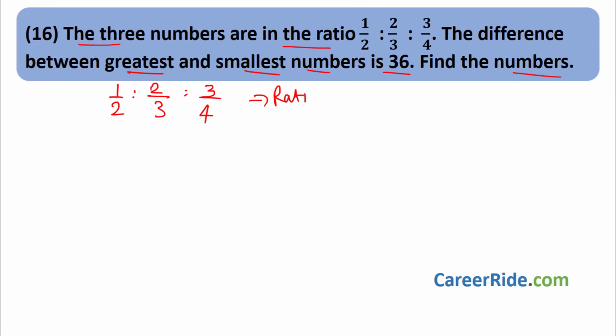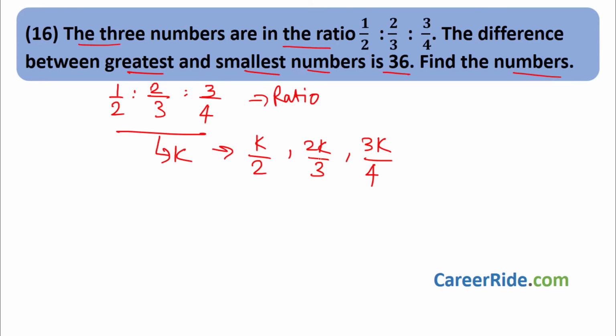So what would be the actual numbers? How to find the actual numbers? Let the common factor be k. So the actual numbers are k by 2, 2 by 3 into k is 2k by 3, 3 by 4 into k is 3k by 4. Now we have to find which is the greatest and smallest in this. It is very easy. Let us see.